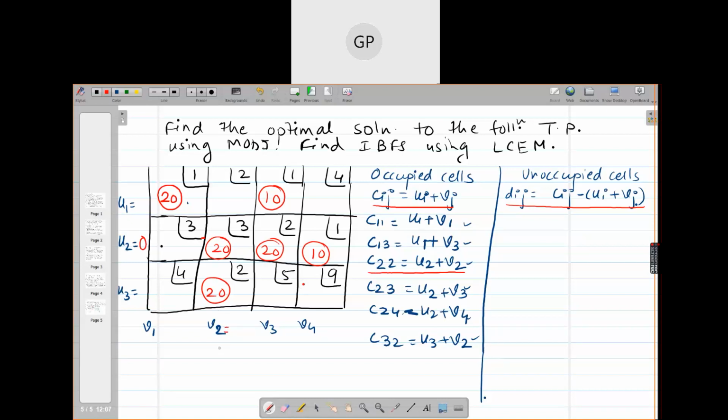What will be the answer of V2? C22 is what is C22? C22 is 3. 3 is equal to 0 plus V2. So my V2 answer immediately comes, right? Are you getting it, girls? तो आपको कैसे करना है? हाँ, आपको कैसे करना है? 0 plus V2 is equal to 3. So V2 is 3. Now go to the next occupied cell immediately.